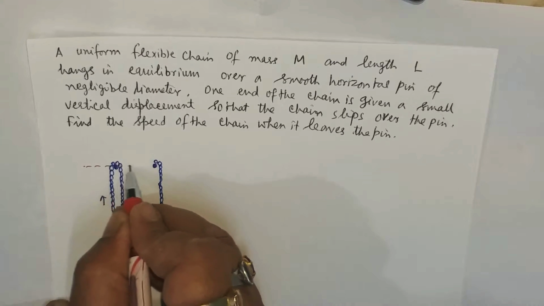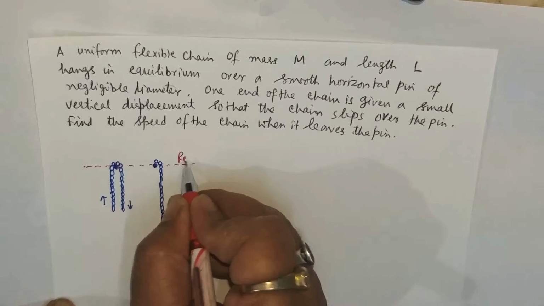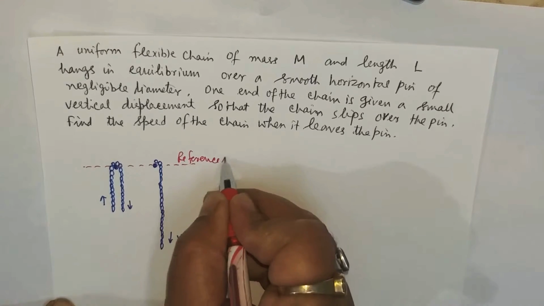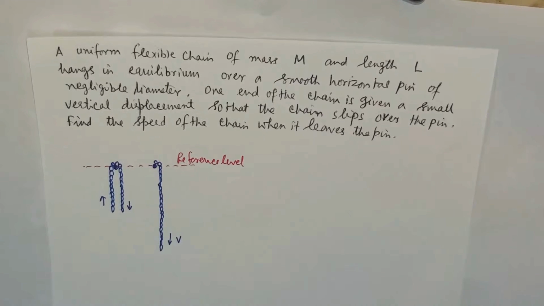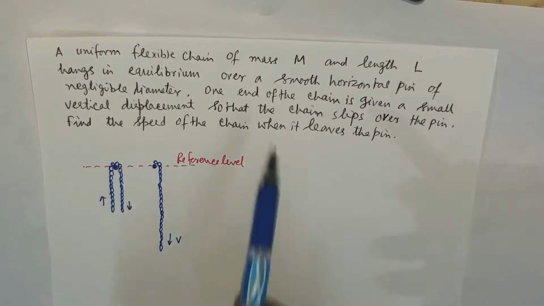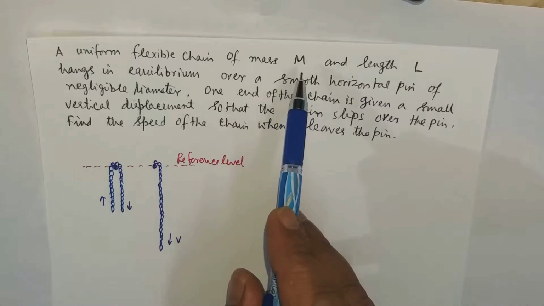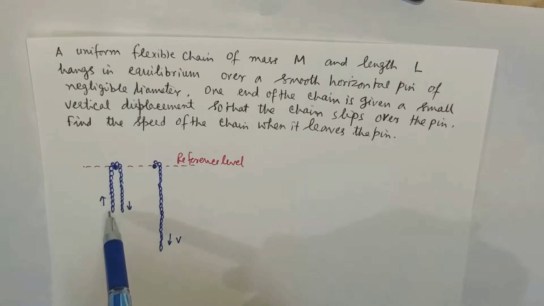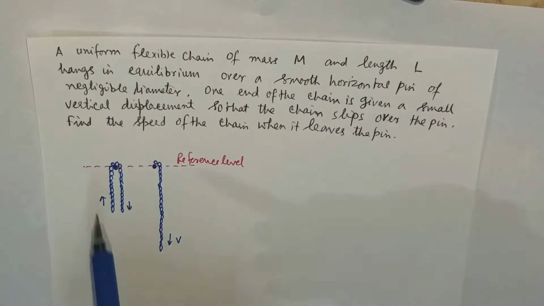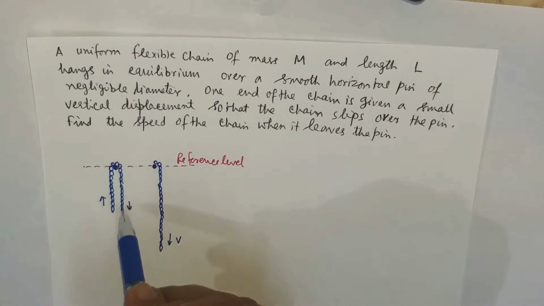I take this as our reference level. That is, the reference level is at the position of the pin, the peg that has been given here. Now think over it. The entire mass is m. That is, half of the chain has mass m by 2, another half has mass m by 2, and each length will be equal to L by 2, L by 2.